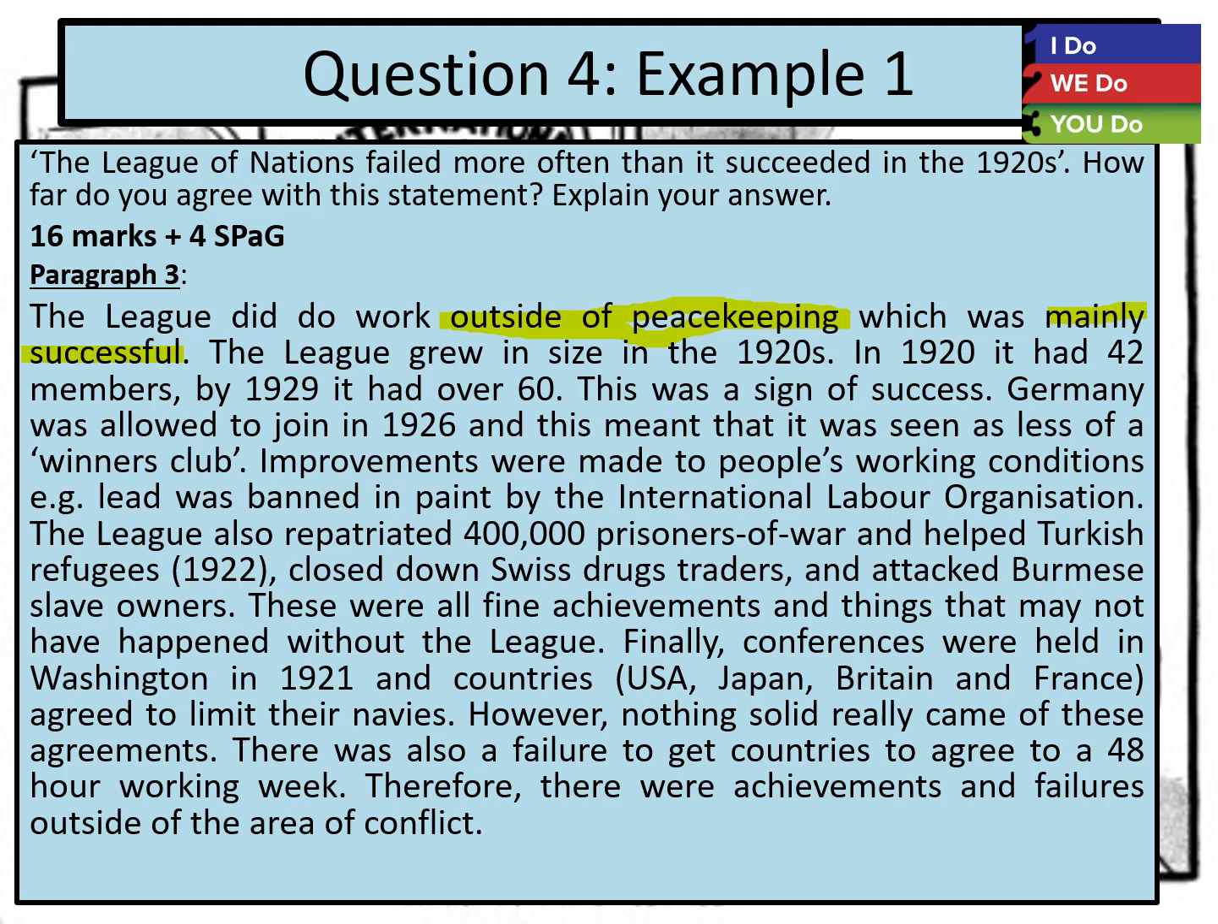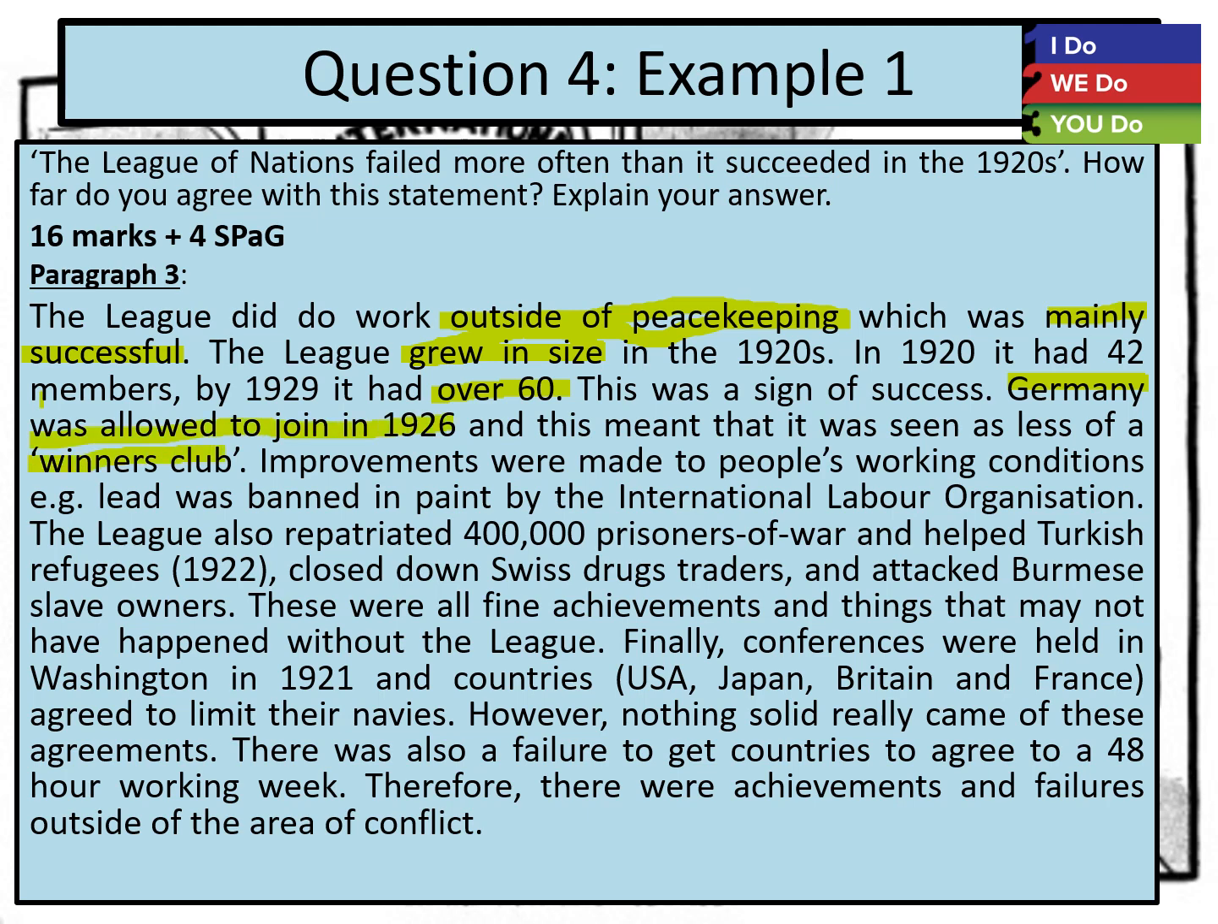The League grew in size in the 1920s. So that's one success, it grew. In 1920 it had 42 members, by 1929 it had over 60, so growing membership. This was a sign of success. Germany was allowed to join in 1926, and this meant that it was seen as less of a winners' club.